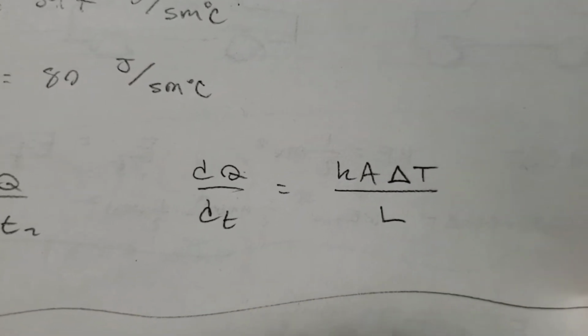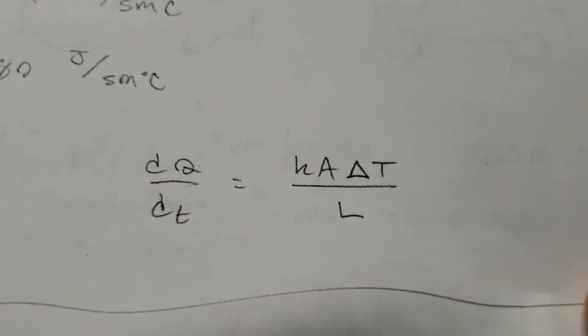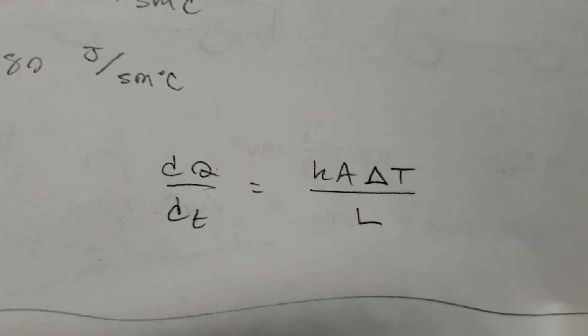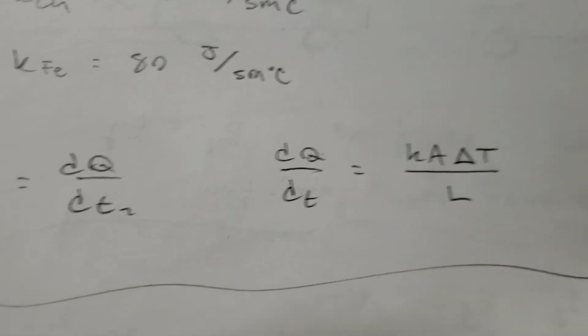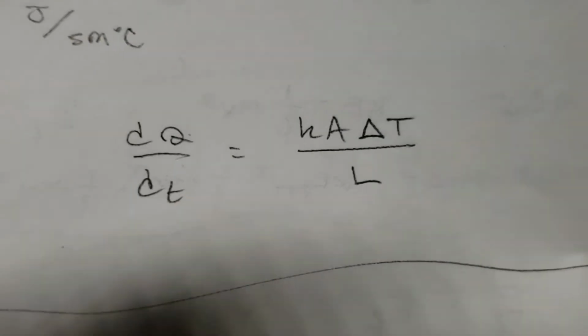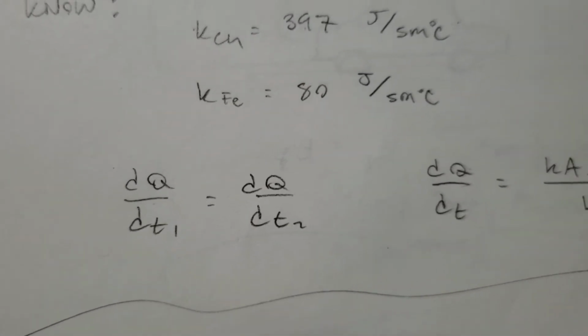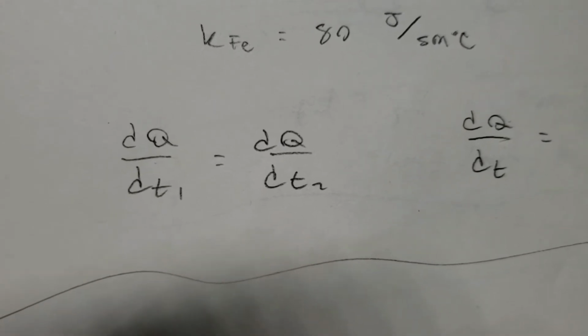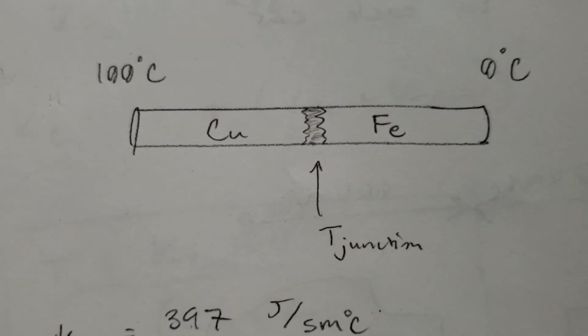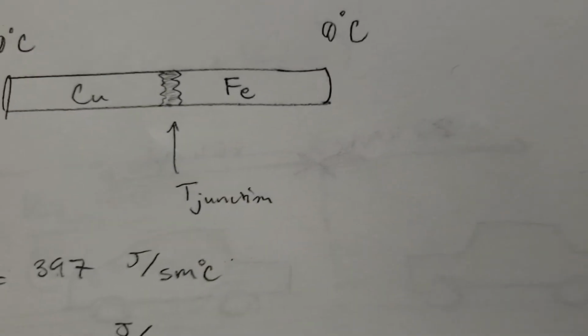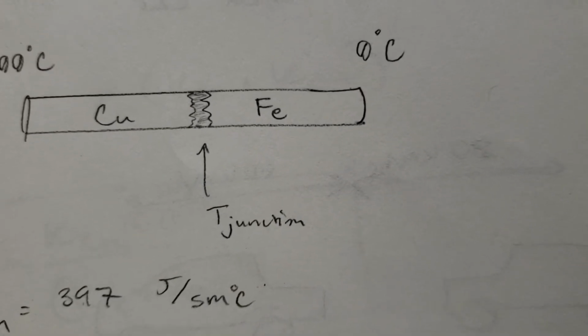We know that the rate of change of heat transfer with respect to time is equal to the constant times the cross-sectional area of the rod times the change in T over L, or change in temperature over the length of the rod. So we know this to be true. And then this is another important part of the problem. We know that the rate of change of heat flow with respect to time for the first part of the rod is going to be equal to that of the second part of the rod. In other words, dQ/dt for copper is going to be equal to dQ/dt in the iron part of the rod as well. So that's going to help us find the temperature in the middle.